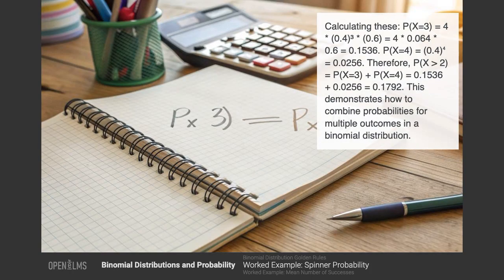Calculating these, P(X = 3) equals 4 × 0.4³ × 0.6, which equals 0.1536. P(X = 4) is equal to 0.4⁴, which equals 0.0256. Therefore, P(X > 2) equals 0.1536 plus 0.0256, which equals 0.1792. This demonstrates how to combine probabilities for multiple outcomes in a binomial distribution.